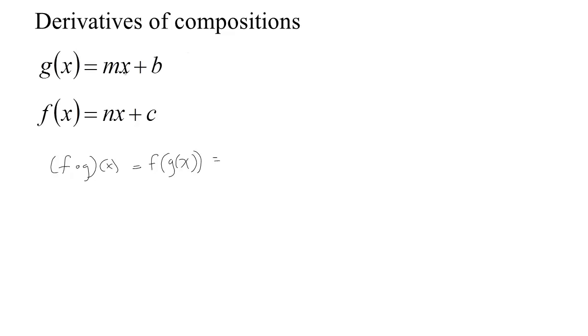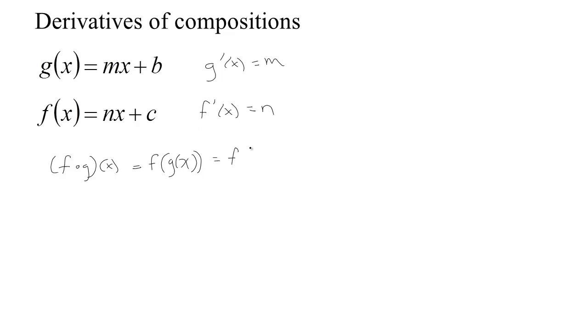Now, in this case, we've got two functions. They're nice and linear functions. In fact, I can see that the slope of the first one is m, so the slope of the inside function is m, and the slope of the outside function is this number n. So what if we compose them? What will the slope be?